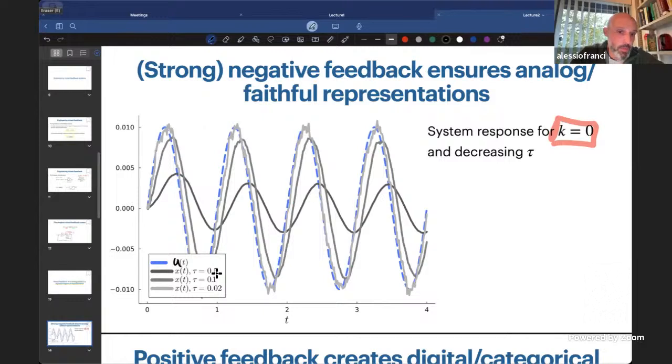So when the negative feedback is not too strong, the input is oscillating, the output is also oscillating, but there is a delay, the amplitude is not really matching. Whereas if you take a very strong negative feedback, then the output really tries to follow the sensory stimulus as faithfully as possible.